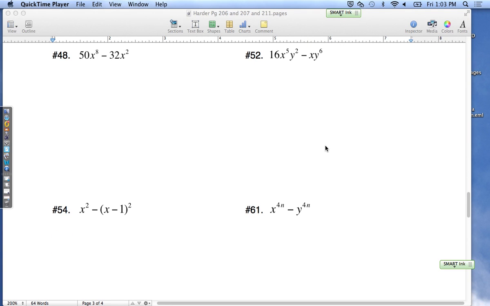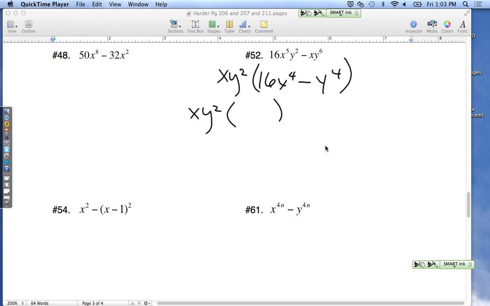Number 52, remove what they have in common. They both share an x to the first, and they both share a y to the second. When I remove that, I have 16x to the 4th minus y to the 4th. So just treat the double variables just like any other problem. Don't let the double variables fool you. So xy squared gets recopied. And this breaks down as 4x squared plus y squared, and then 4x squared minus y squared.